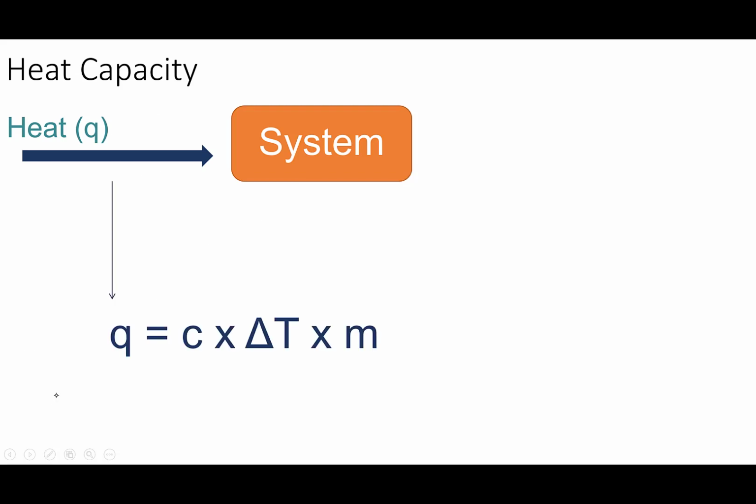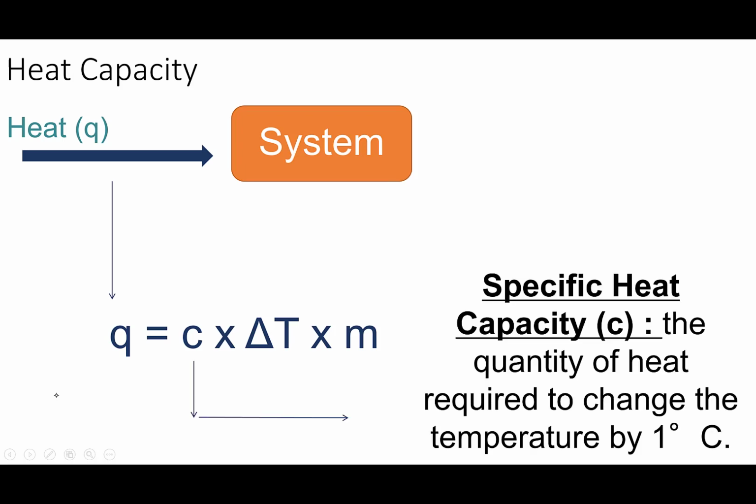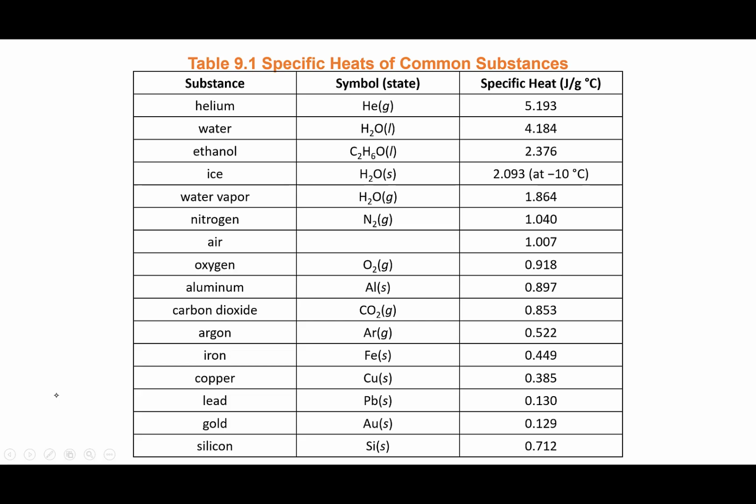Here is the formula to determine the heat that's being absorbed by a system. That specific heat capacity really is the new term here. We've dealt with mass before. We've dealt with change in temperature. The specific heat capacity is the quantity of heat required to change a substance by 1 degree Celsius. So this is something that would be given to you in a problem.